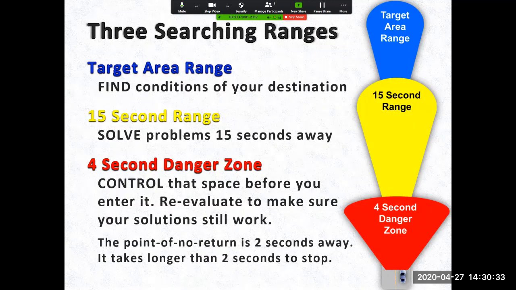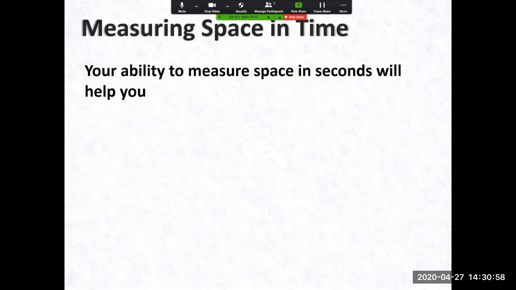Okay, so this is what it looks like. You're finding your target at least 15 seconds ahead, and then in that 4-second area, you're reevaluating anything that you need to change, right? That 15 to 4 range, you're figuring stuff out, and then at 4 seconds, you are kind of at your point of no return.